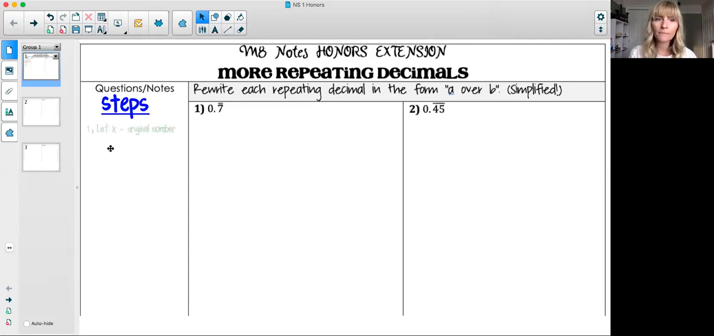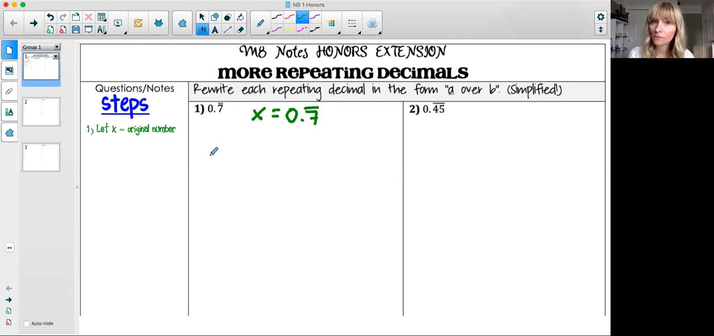So step number 1 of your algebraic manipulation is to let x equal the original number. The value that I'm given is 0.7 repeating. Now, why would I let x equal that? Well, because x is an unknown. X is something that we're looking for. And the really interesting thing about the algebra we're going to do here is that this is both known and unknown at the moment. It is known in its decimal form. It is not known in its a over b form. And that's what we're trying to find out. So step number 1, let x equal the original number.